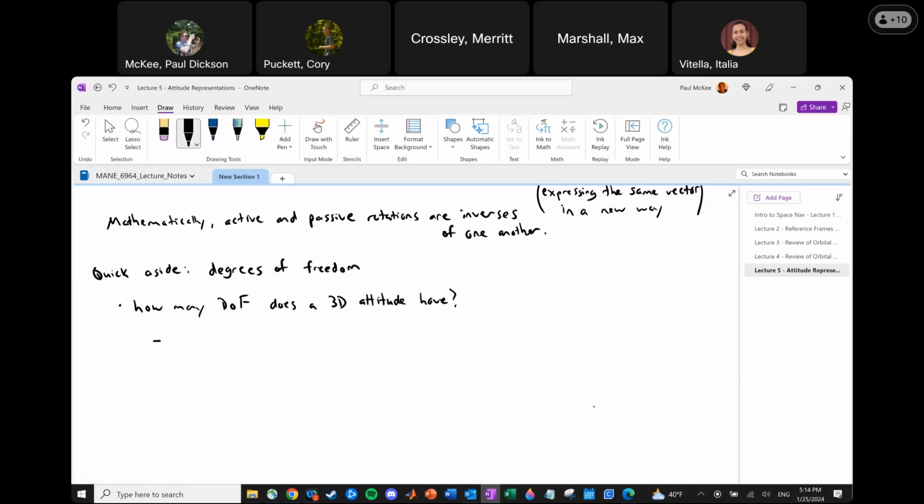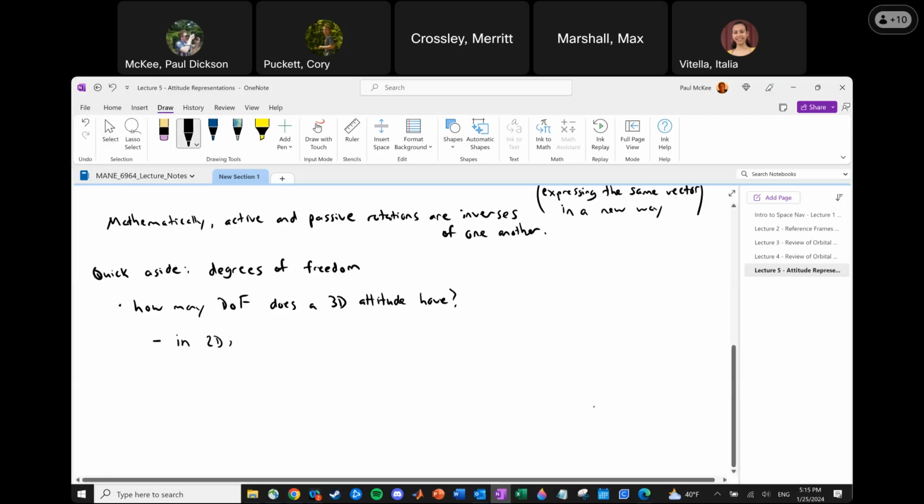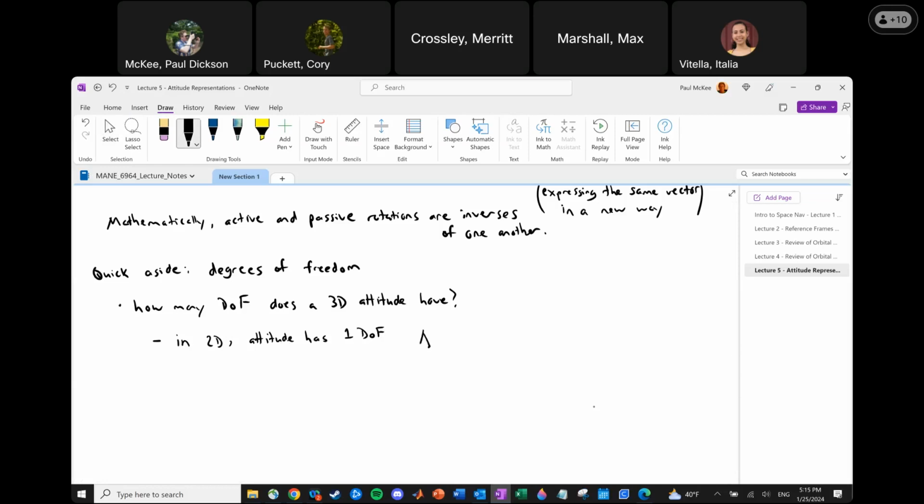Very, very good. So that was the next thing I was going to make the point. In 2D, you can kind of just imagine, attitude has only 1 degree of freedom. If you have some object, you can just rotate it this way, or you can rotate it this way. That's all there is, right? There's only 1 degree of freedom. In 3D, attitude has 3 DOF. Very good, Merritt. And so one way you could think of that, you actually already jumped to it, is roll, pitch, and yaw, and we will talk about that today.